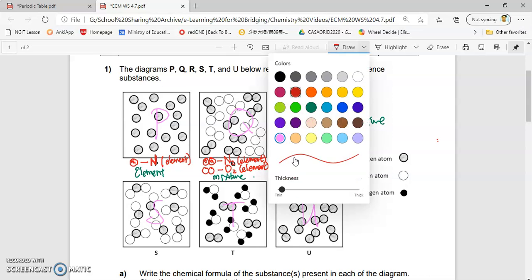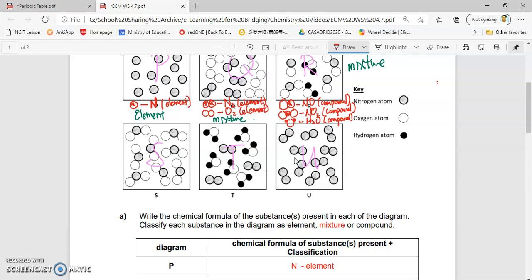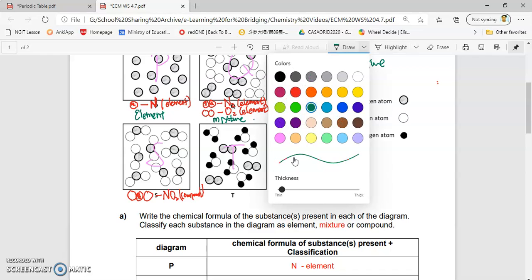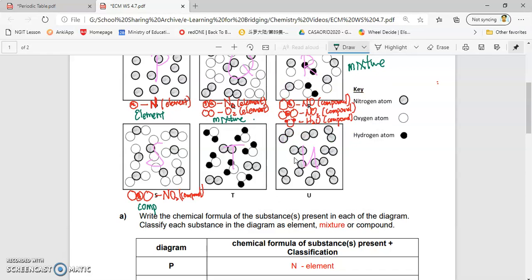Okay, now let's go on to the next one. This one over here, you realize there's only one pattern. One circle, one shaded, one circle. This is actually NO2. It's a compound. NO2 is a compound because it's N and O chemically combined together. Now this in summary is only made out of one thing, so it's a pure substance. It's a pure compound. So it's not a mixture because it's made out of one thing only, and this is considered a pure compound. So S is classified as a compound because it's made out of one compound.